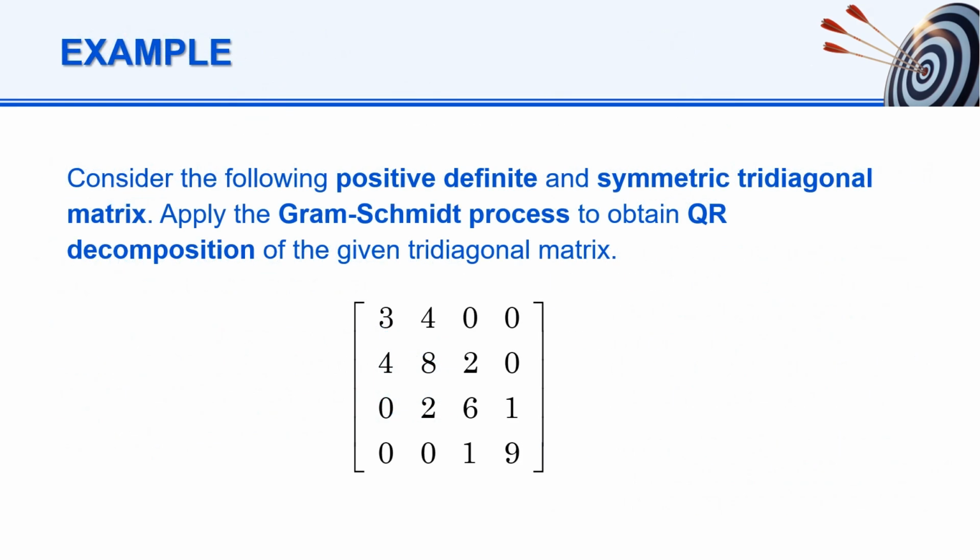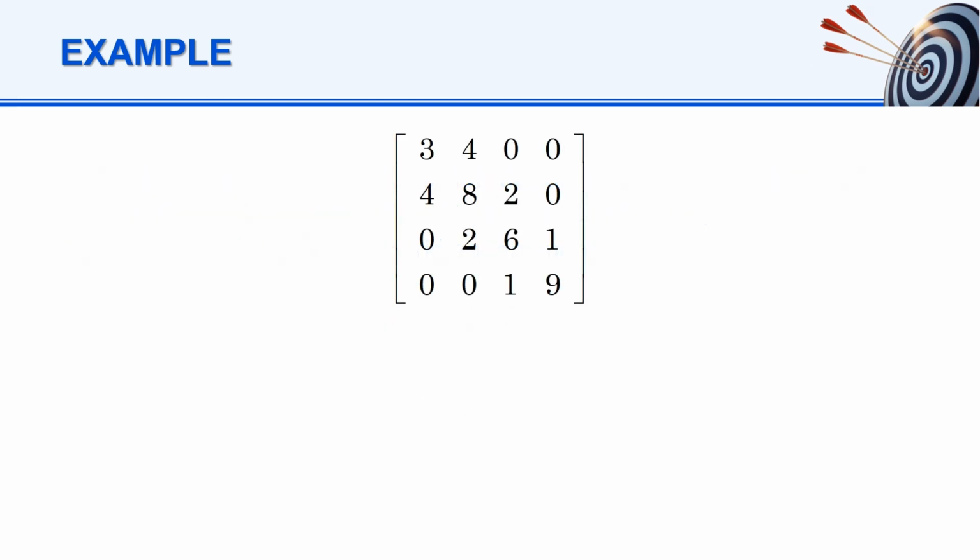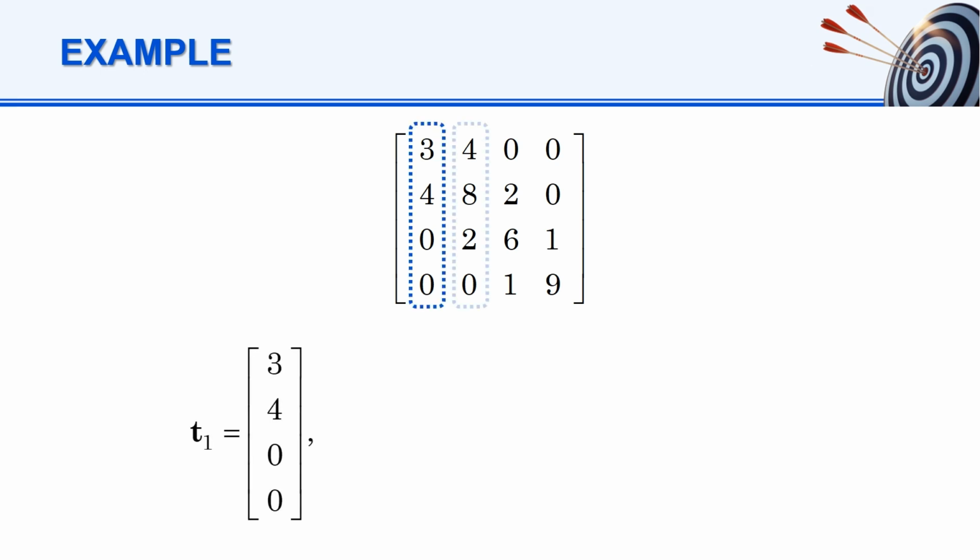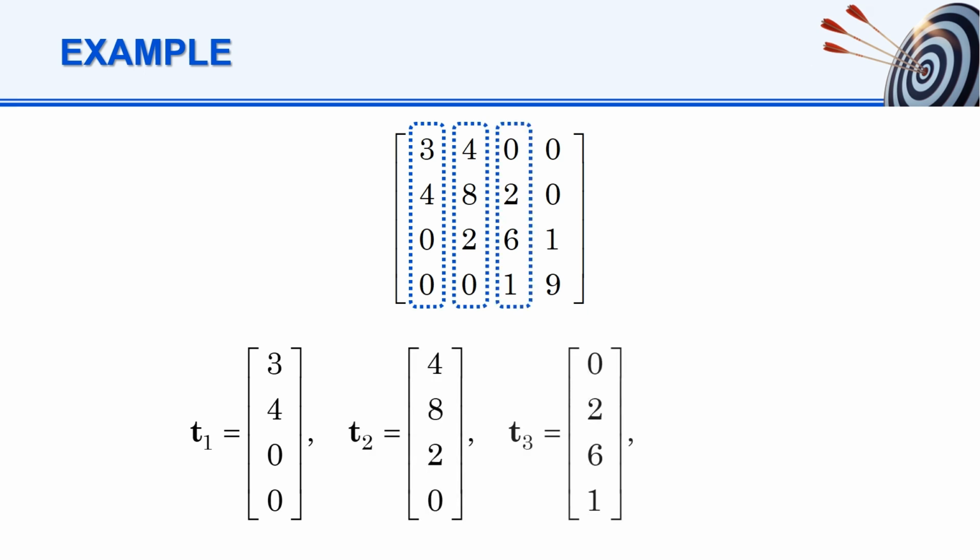Let us consider the following positive definite and symmetric tridiagonal matrix. We want to apply the Gram-Schmidt process to obtain the QR decomposition of the given tridiagonal matrix. The given matrix is: we extract 4 column vectors, which are independent basis vectors, and label them as T1, T2, T3, and T4.